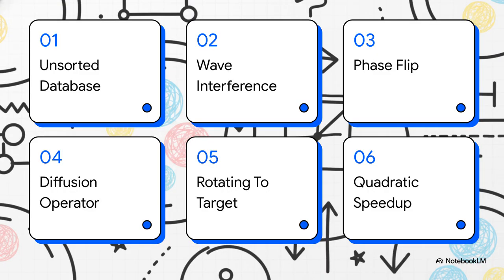Here is our roadmap for today. We'll start with the unsorted database problem, move on to the quantum secret of wave interference, look at the phase flip, break down the diffusion operator, see how we rotate toward the answer, and wrap up with the quadratic speedup.